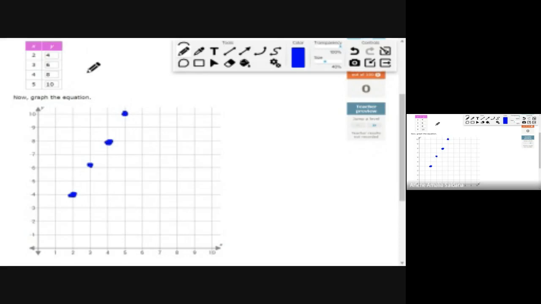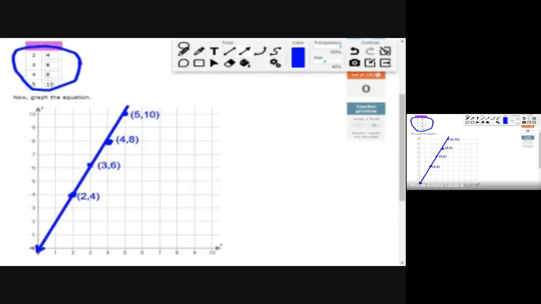And I'm getting all of those coordinates from this table. So again, this one right here is 2, 4. This one right here is 3, 6. And then 4, 8. And 5, 10. Okay. Now, whenever you graph your 2 points, a line is going to pop up automatically. And once you have that there, you're done. You submit. That's how you do it.